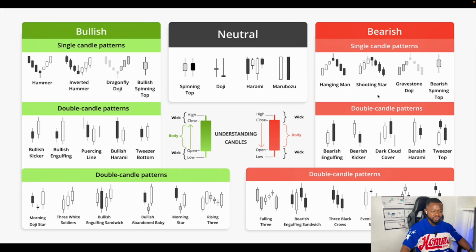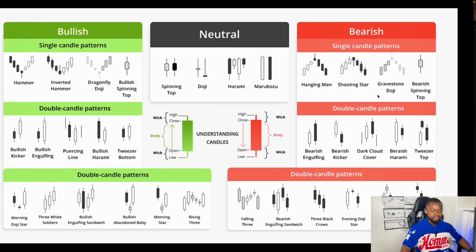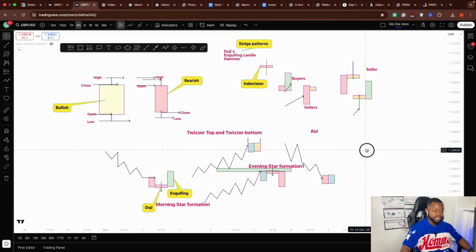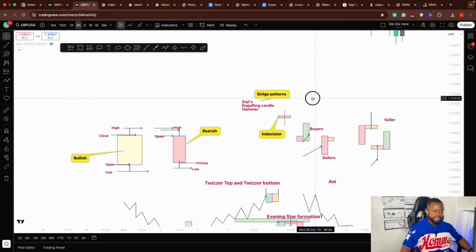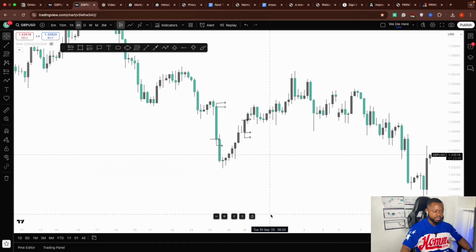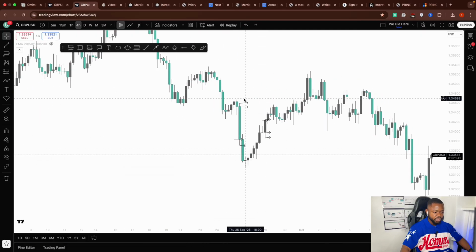I think that's about it. These are the major candlesticks you really need. So we have done the theoretical part. Now let's get practical in the real life markets. So now this is GBP USD. Let's clear all of this.